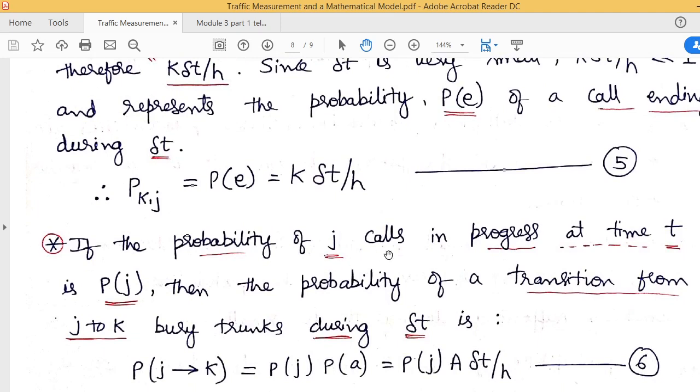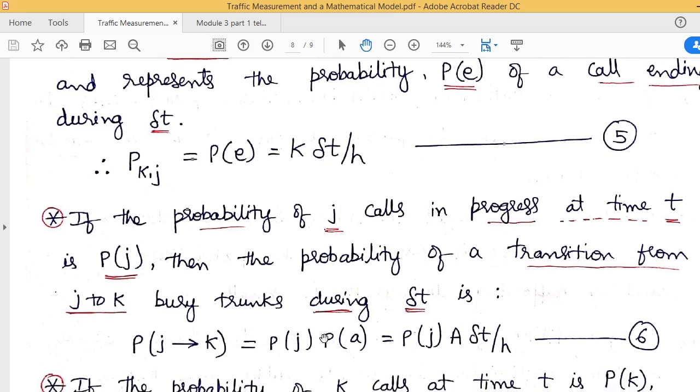If the probability of j calls in progress at time t is P of j, then the probability of a transition from j to k busy trunks during delta t will be written as P of j to k. So transition from j to k will be equal to probability of j times probability of call occurrence P of A, and we know P of A is A times delta T by H. Let us call this equation number 6.